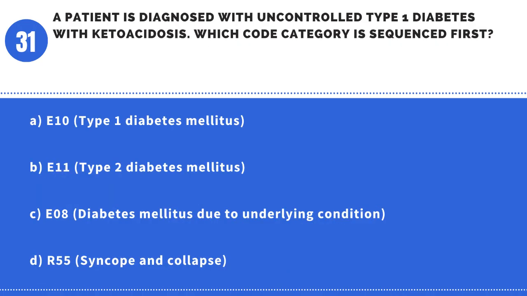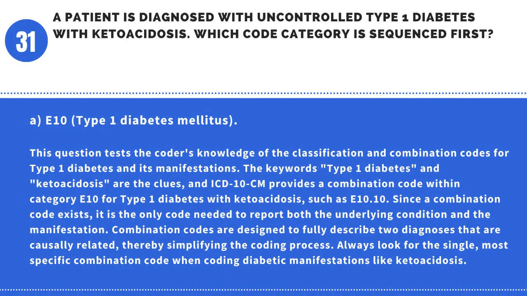Question 31. A patient is diagnosed with uncontrolled type 1 diabetes with ketoacidosis. Which code category is sequenced first? A. E10, type 1 diabetes mellitus. B. E11, type 2 diabetes mellitus. C. E08, diabetes mellitus due to underlying condition. D. R55, syncope and collapse. Answer A. E10, type 1 diabetes mellitus.